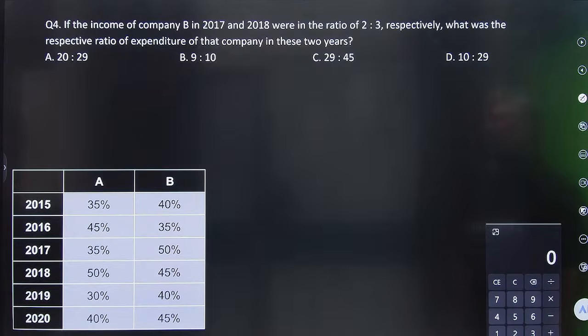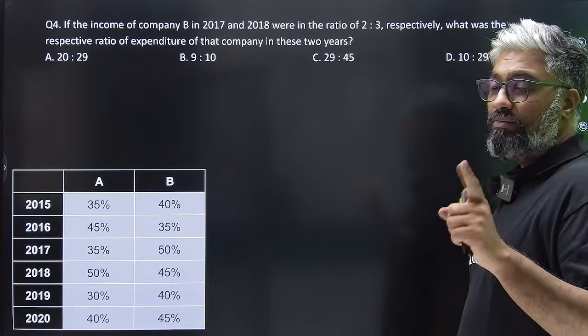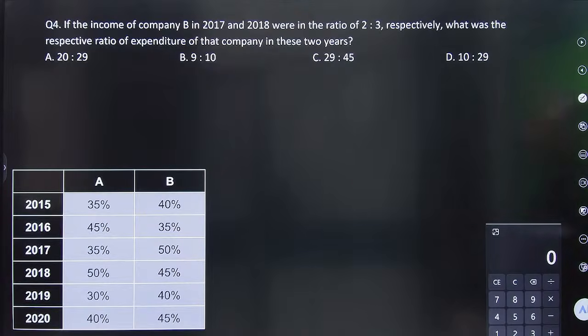If the income of company B in 17 and 18, again ratio is given, what is the respective ratio of expenditure of that company in those 2 years? This time they're playing with you, be very careful. This is a tricky question. There's no none of the above, no cannot be determined for it. So be very careful. Santosh is saying C. How about others? Varsha is also saying C.